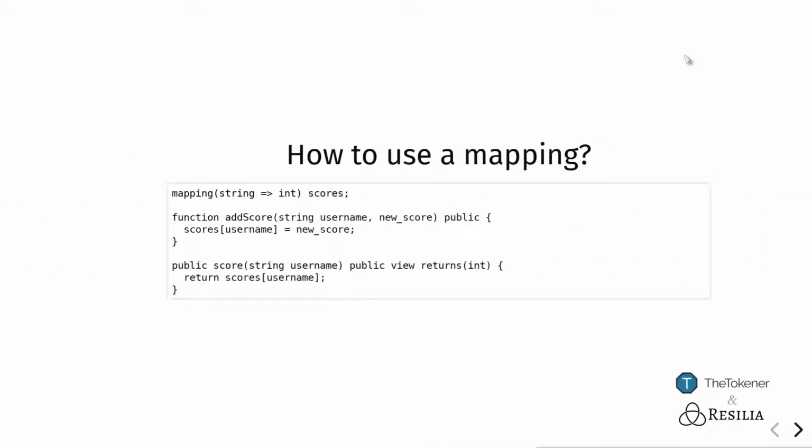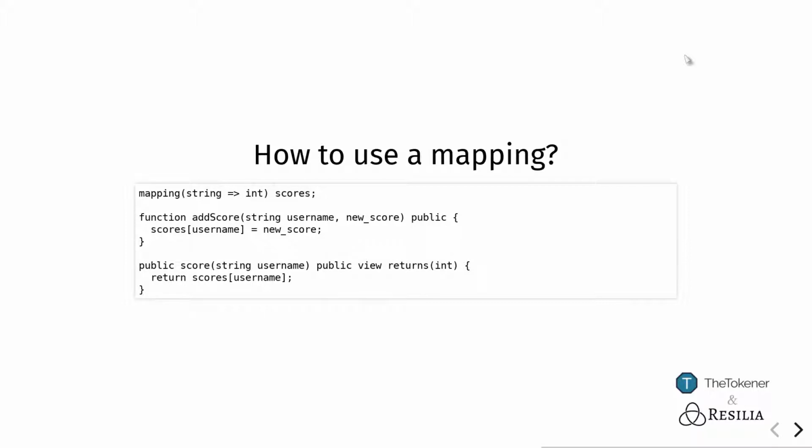Now let's look at how you can actually use it in your own smart contracts, what code you have to write to use it. When we define a mapping, we use this syntax for the typing. We say we want a mapping, and then between parentheses, we say the type of the key, and then we have a fat arrow, and then the type of the value.